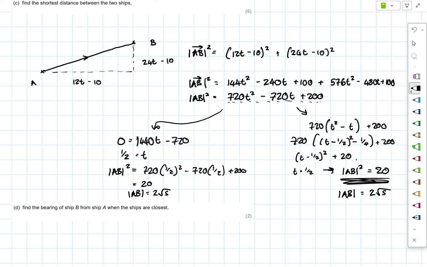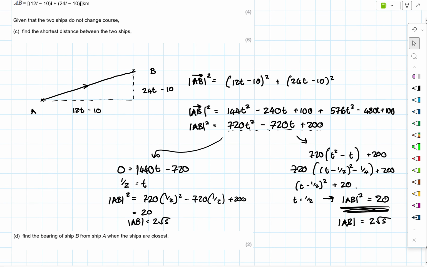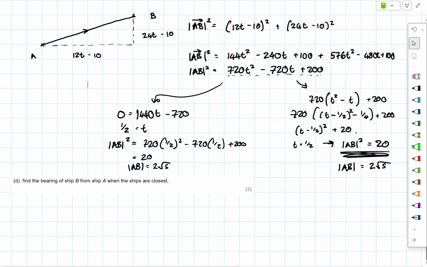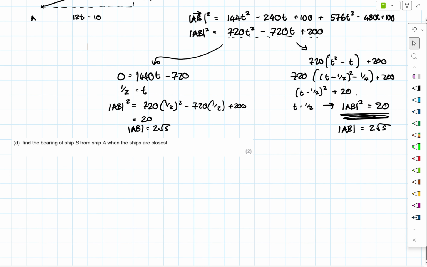So that's how to get the shortest distance. We are finding just an expression first of all, an expression for the distance between the two things based on the Pythagoras that we get from the in-between vector. That gives me an expression which I then minimize either by differentiating or by completing the square. And then I use that to find my minimum distance.